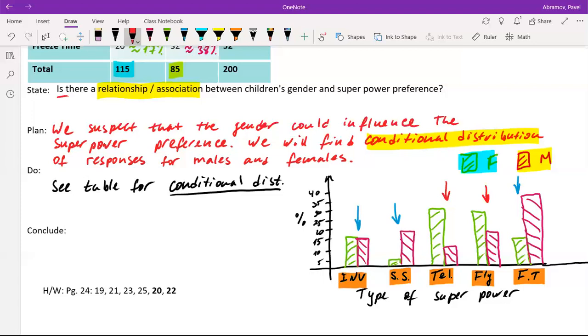Okay, so there is some kind of a connection between the gender and the type of powers that they can pick. We cannot make any cause and effect conclusions right now. We don't know enough statistics for that, but we can see from the graphs alone that, once again, boys are much more likely to pick super strength and freezing time superpowers. Girls are more likely to pick telepathy and the ability to fly, and they're equally likely to pick invisibility. So let's write this out. That would be our conclusion.